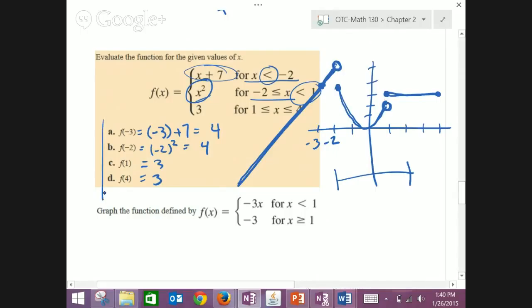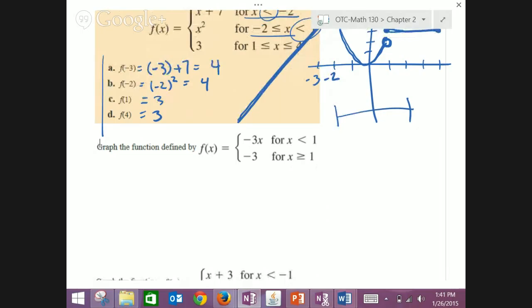Sometimes it's overwhelming though, when it's like graph this. You only have to look at the critical points though. You look at minus 2, maybe minus 3, minus 2, 1, and 4. Once you get those points on the graph, you just kind of connect them with the relationship of the function. If it's a line, a quadratic, or a constant, it won't be anything other than those, right?